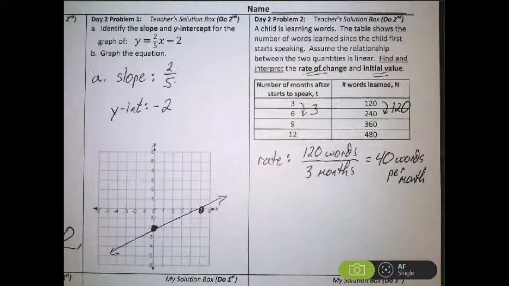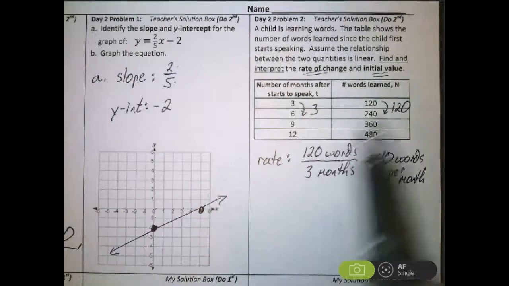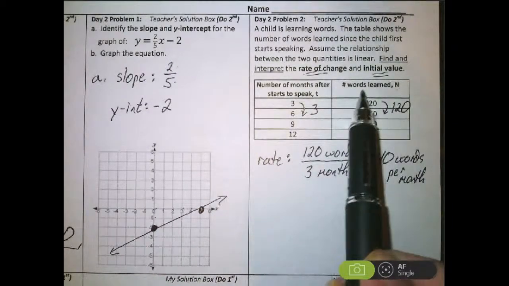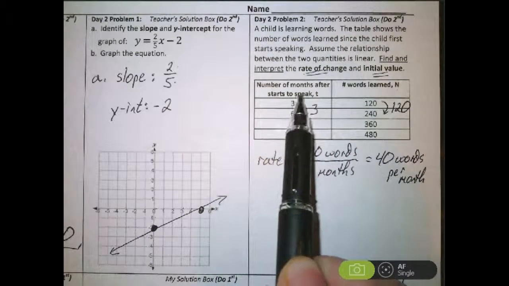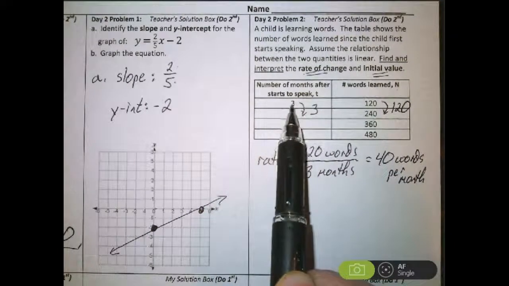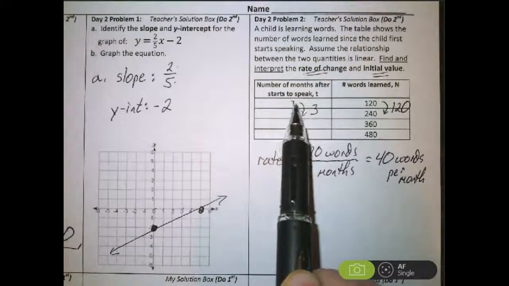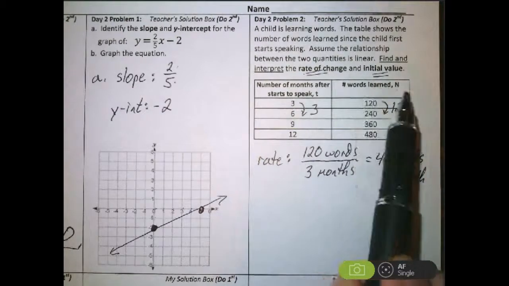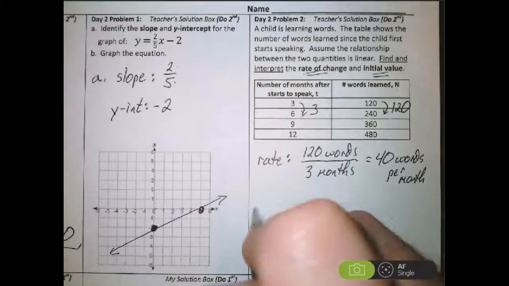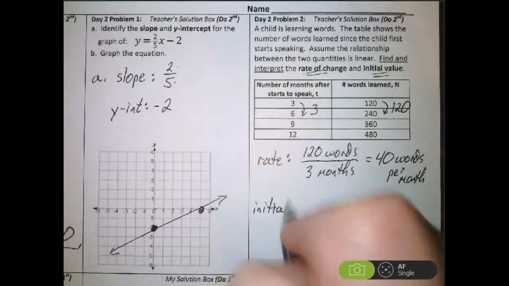Okay, now we're asked to get the initial value. The initial value is the value of n, that is the number of words learned, when the value of t is 0. This doesn't begin with 0, so we're going to have to count backwards to 2, to 1, to 0 to figure out what the value of n is. Okay, so initial value.